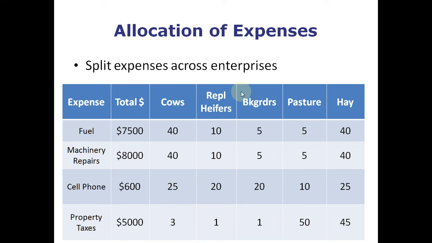The same exercise of allocating expenses needs to occur where you have your expense categories, your total expenses brought from your accounting records, and then splitting it out across your enterprises to come up to 100% of the expense being allocated. So you can just see in this table, fuel, $7,500, and it's split across the cows, replacement heifers, backgrounders, pasture, and hay for this operation.